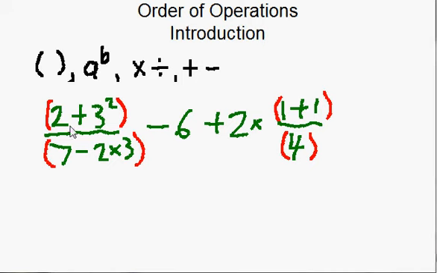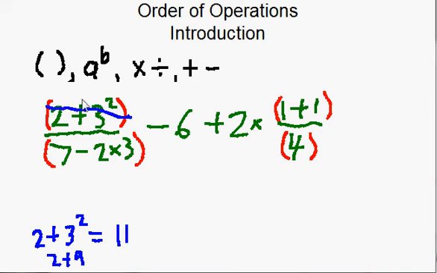Okay, so now that I've added my parentheses in, I know that I need to evaluate this expression, 2 plus 3 squared. Well, I should really do that on the side here, so don't be afraid to use paper. 2 plus 3 squared is equal to, well, I have to do the exponent first, so 3 squared is 9, and 2 plus 9 is 11. So this whole thing here becomes 11.